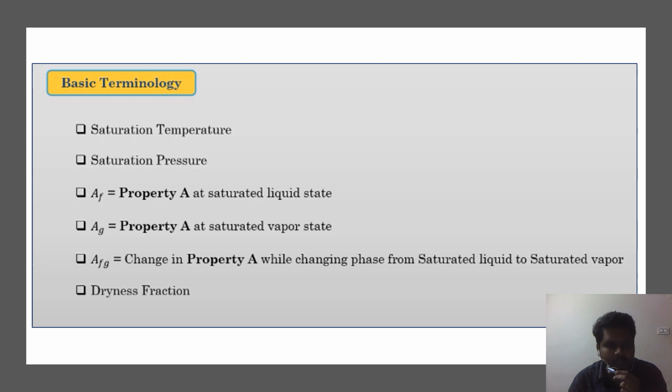So here different terms are there: saturation temperature, saturation pressure, Af, that is property A at saturated liquid state, Ag, that is property A at saturated vapor state, Afg, that is change in property A while changing phase from saturated liquid to saturated vapor, and the last one is dryness fraction. Now let us see one by one briefly.